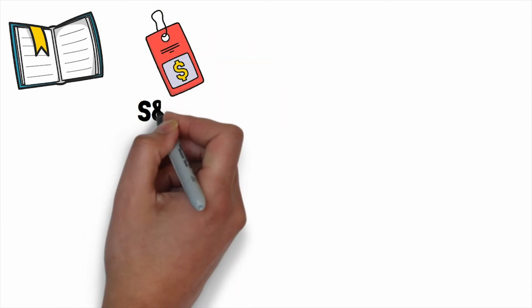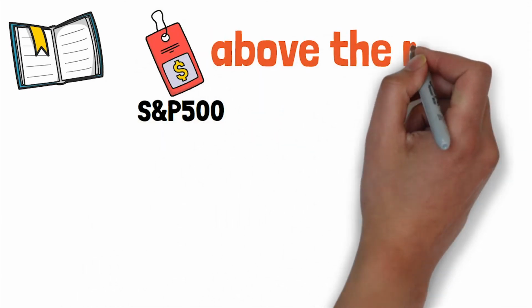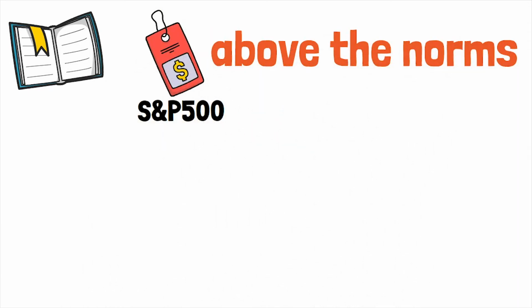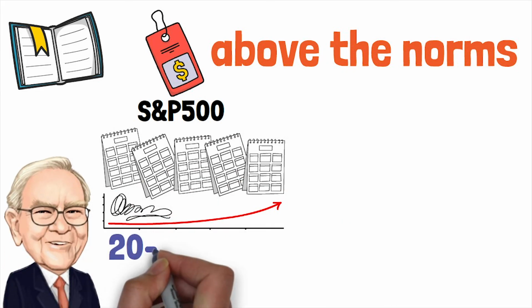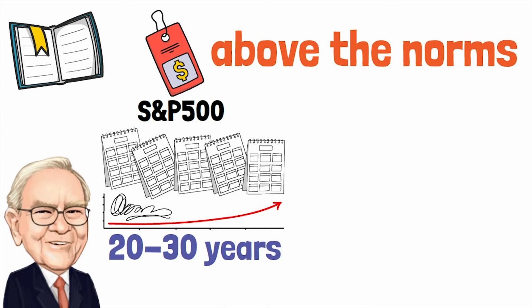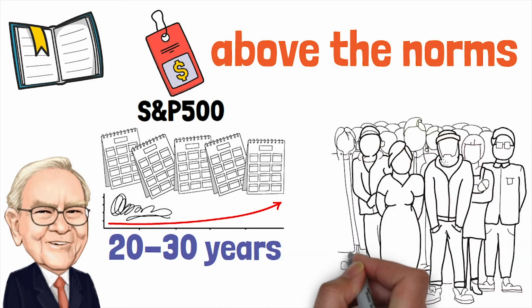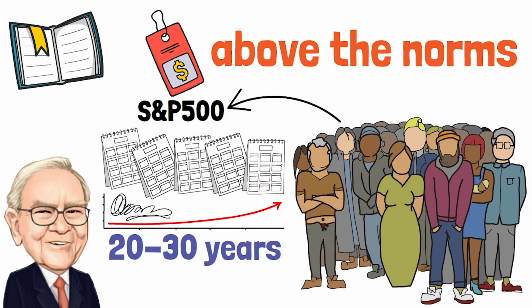So from a historical perspective, the current price levels of the S&P 500 are a bit above the norms, but as the great Warren Buffett says, if we have a long-term investment horizon of 20-30 years, there is no better investment for the average investor than the S&P 500 index.